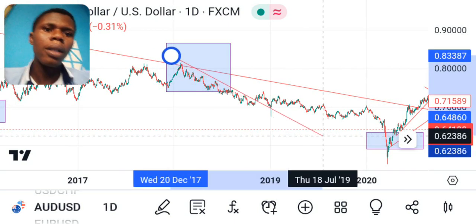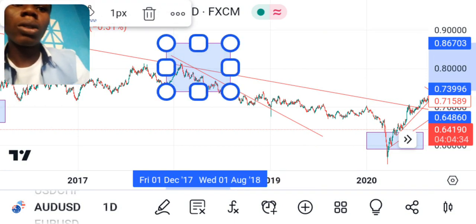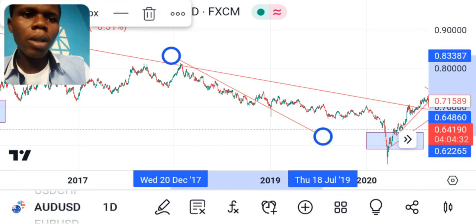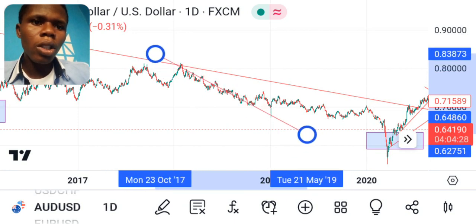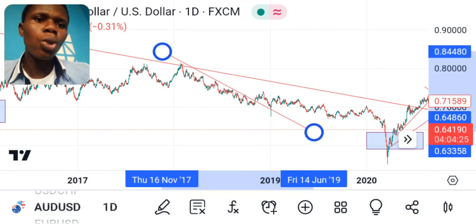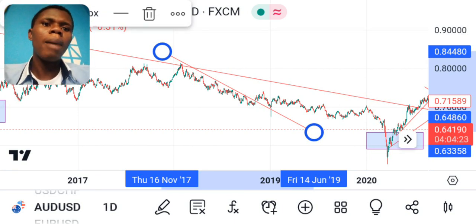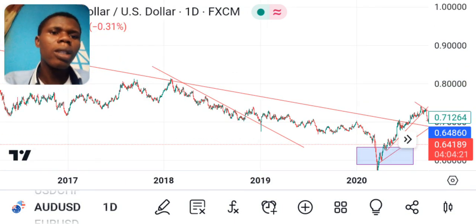Now see what happened here. Let me take this one out so it becomes clearer. If you look very well, the market has been respecting swing points like I showed you in the monthly, but something happened. There was actually a break.